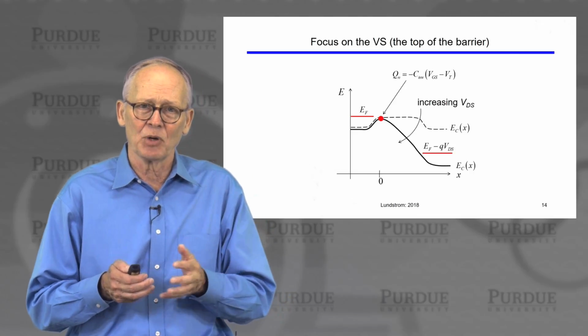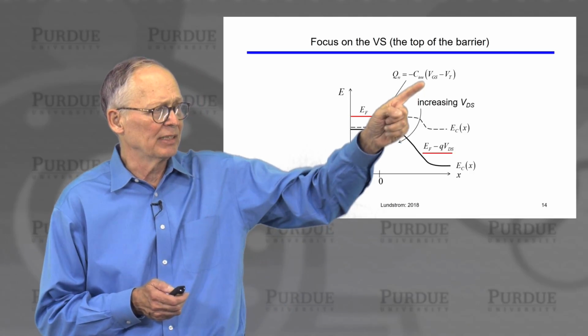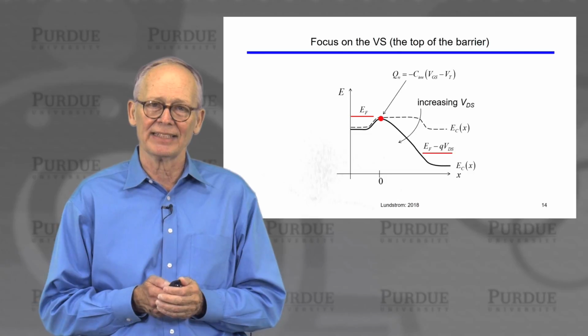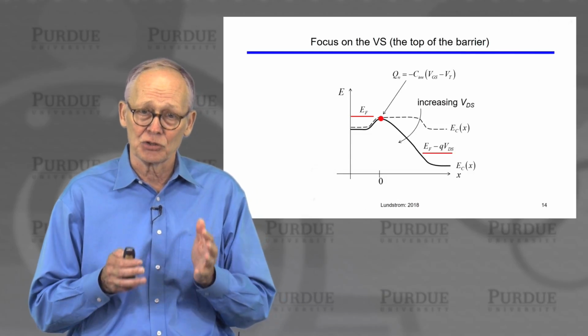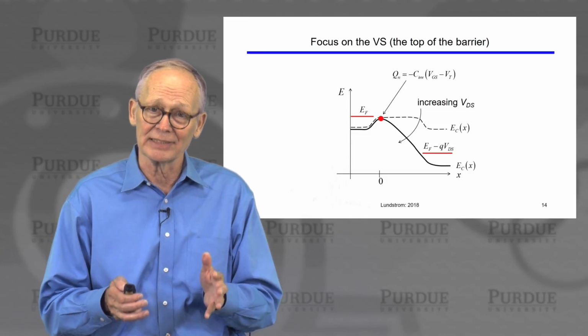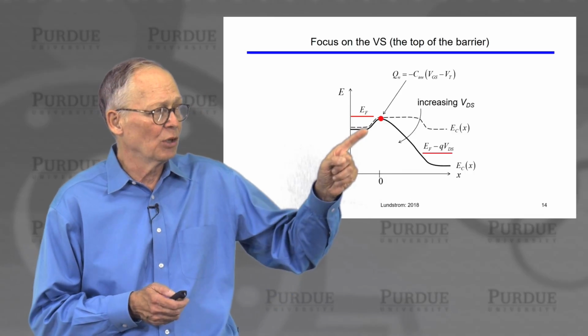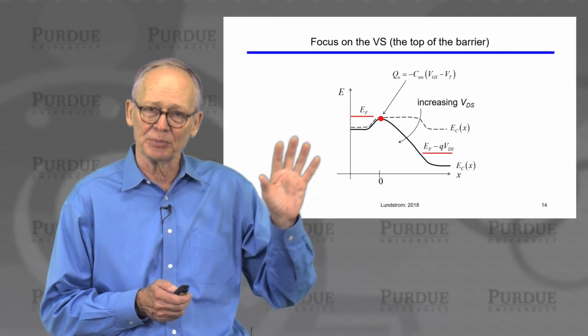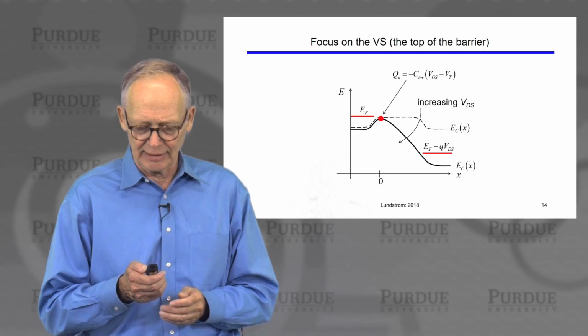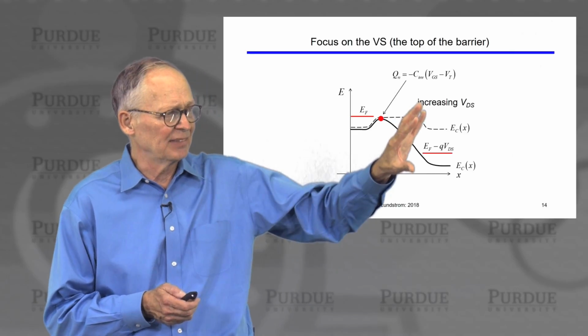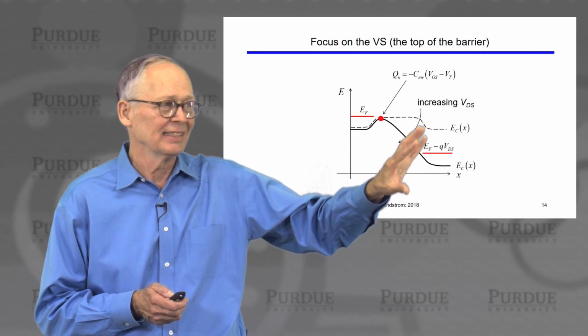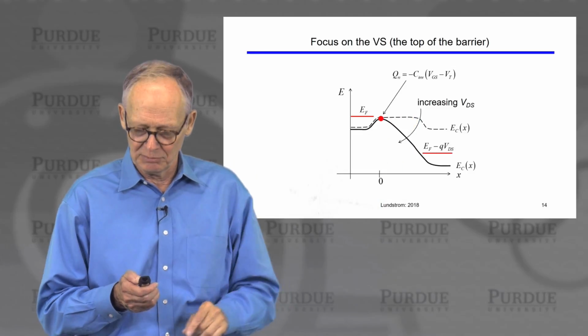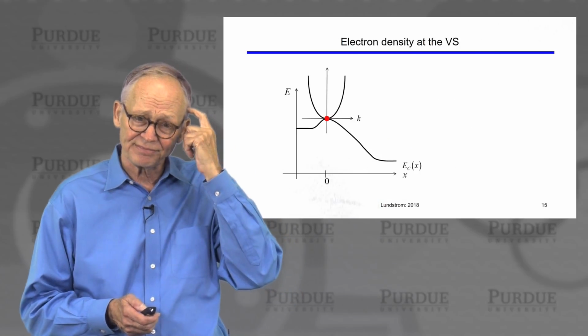Our 1D MOS electrostatics, where we deduced that charge is minus Cox Vg minus Vt, should hold. If it holds anywhere, this is the place it's going to hold. So we know the charge at that point. It seems to be a good place to focus on evaluating the current. Things get very complicated down the channel where we have very high electric fields.